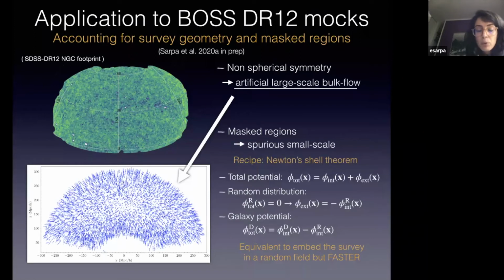Then when we reconstruct the dynamics of our observed galaxies, we compute the potential of the galaxies due to the distribution within the survey, and then add this external contribution from the random field. This procedure is equivalent to embedding the survey in an infinitely extended random field, but is much more computationally efficient because it doesn't require computing the particle-to-particle interaction for each object.